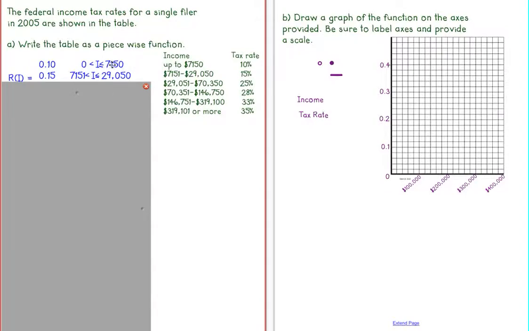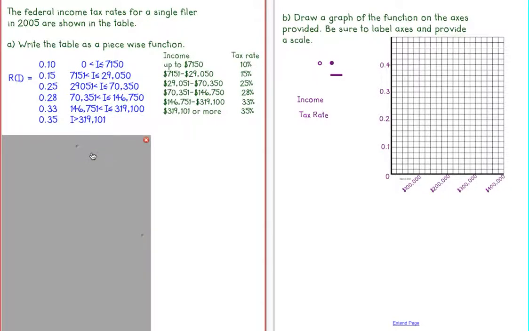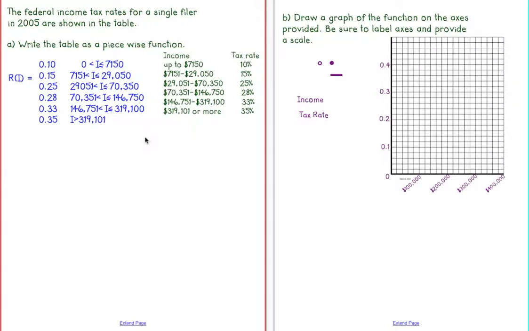And then up to the 7150, so up to 7150 is going to include that. And then from 7151 up to and including 29,50 and so on. So now there is the table written as a piecewise function. You can see that there are steps. I think sometimes a step function is better than this piecewise, maybe to talk about this.